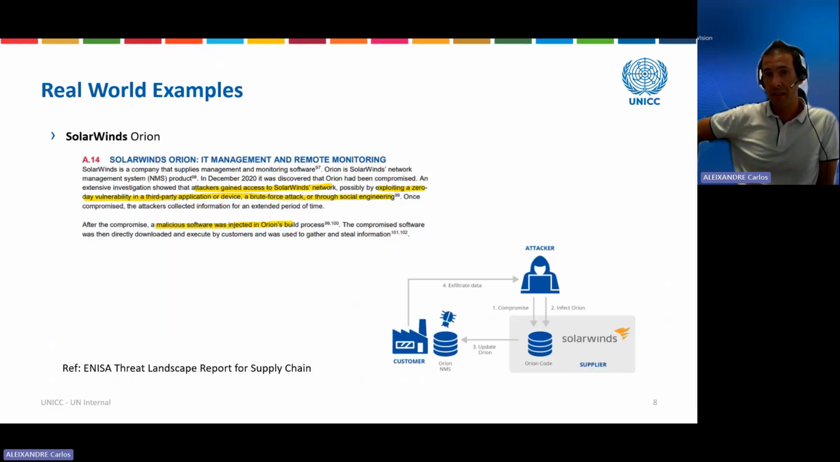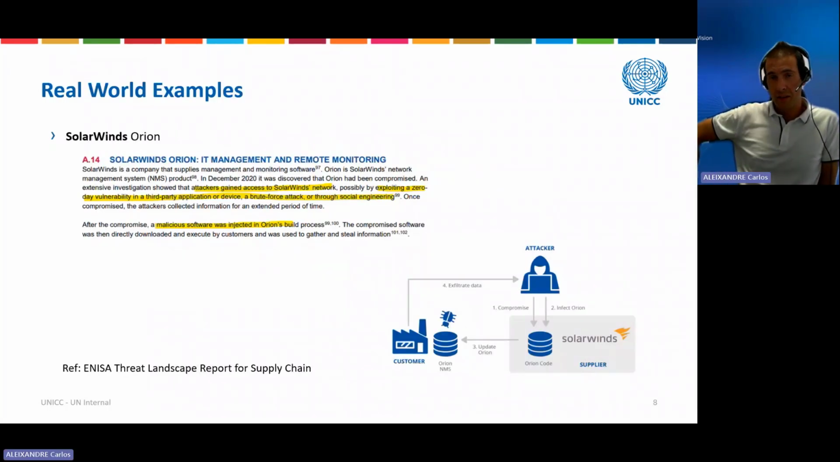So another case is SolarWinds, right? In this case, the attacker gained access to the SolarWinds network, possibly by exploiting a zero-day vulnerability, brute force attacks, compromising a device, or through social engineering. And after the compromise, malicious software was injected in the Orion build process, right? And this was downloaded by the customers, and then the attackers were able to steal information.